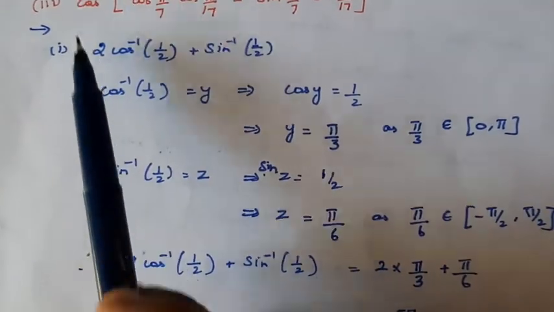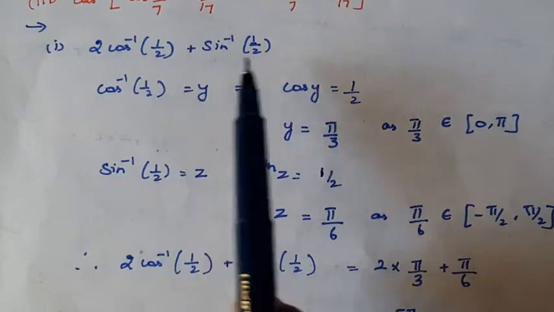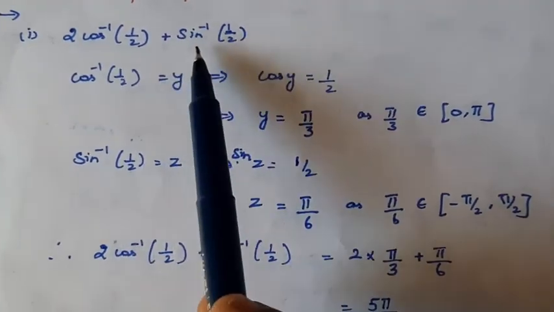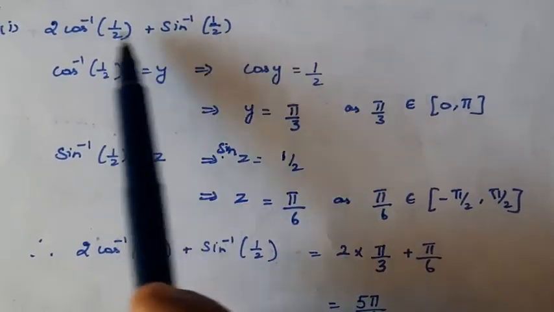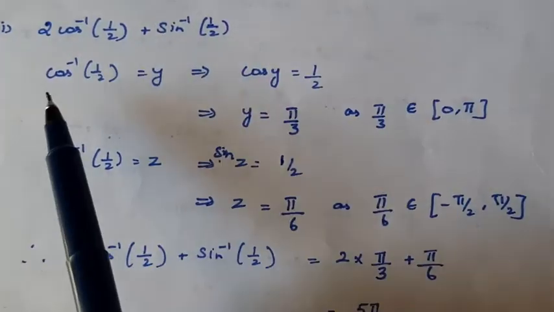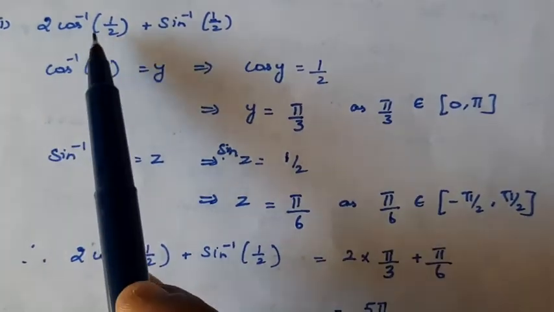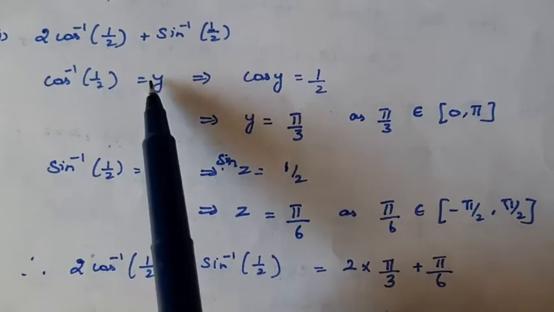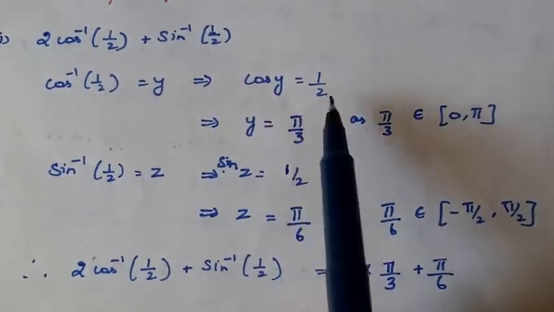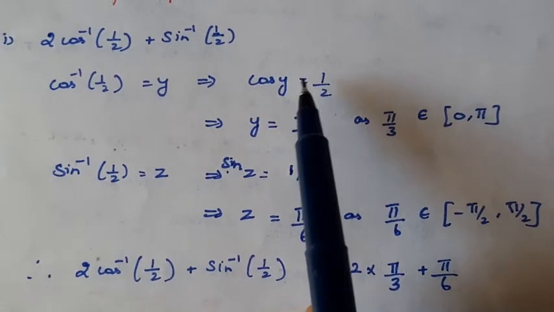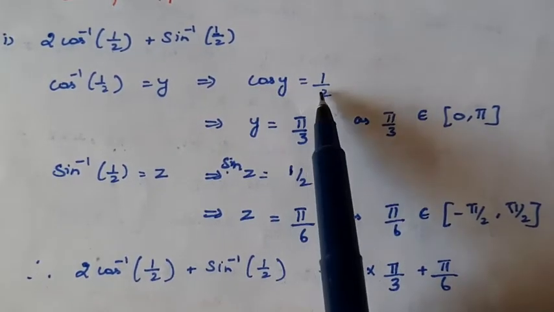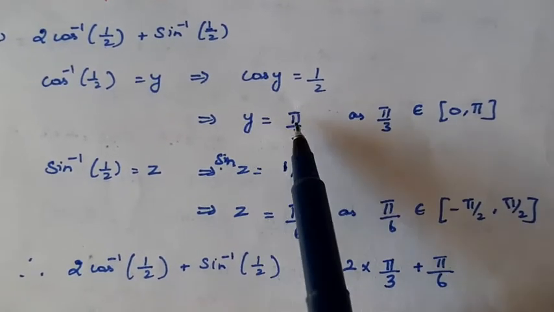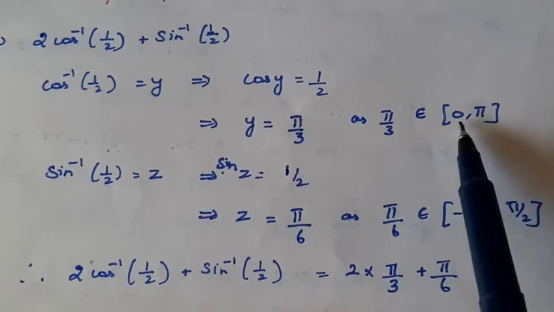Now I am going to do the first subdivision: 2 cos inverse of 1 by 2 plus sin inverse of 1 by 2. First let us find this angle, and then the angle for the second term, and sum up to get the value of the given expression. So cos inverse of 1 by 2, we have to find this value first. Let it be some y. By definition you will have cos y is equal to 1 by 2. As 1 by 2 is a positive quantity, you have to find the angle in the first quadrant whose cos value is 1 by 2. Clearly you know that cos 60 is 1 by 2, that is y is equal to pi by 3. Pi by 3 belongs to the closed interval 0 to pi.